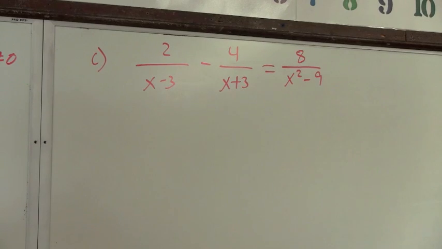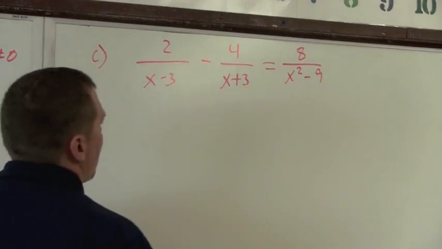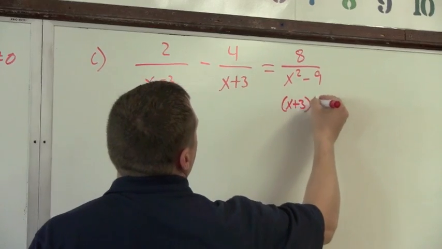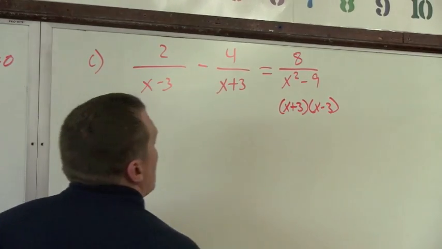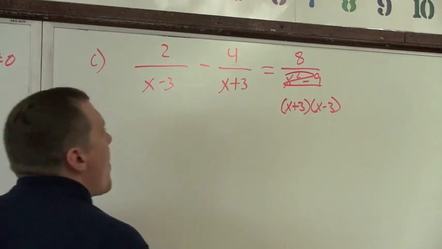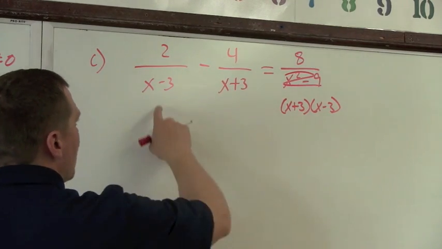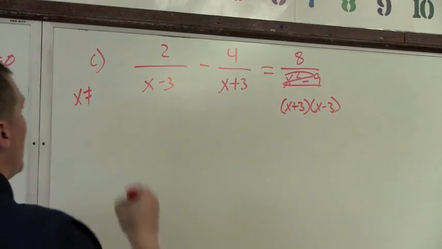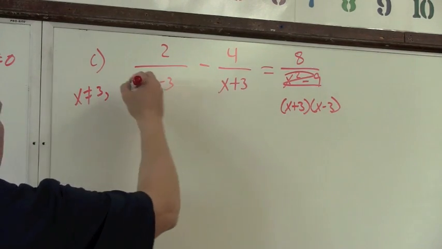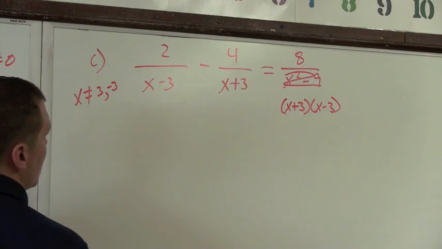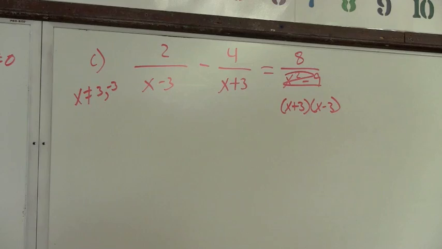Alright, example C. Break this down into x plus 3, x minus 3, because it can be factored. What can x not be? Well, it can't be positive 3, and it can't be negative 3, and that takes care of both of those. So my only restrictions are x can't be 3 and negative 3.